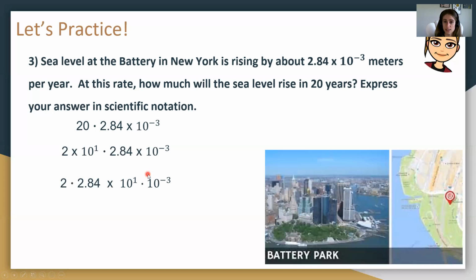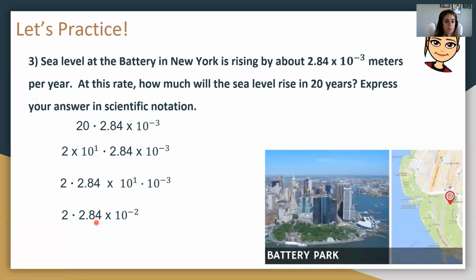All right. The next step is let's go ahead and simplify our power of 10 terms first, because that's a little faster. What do we do when we notice that 2 of the powers with the same base are being multiplied? How do we simplify that? We add the exponents. So positive 1 plus negative 3 is a negative 2. All right, now that that's simplified, we need to multiply 2 times 2.84.